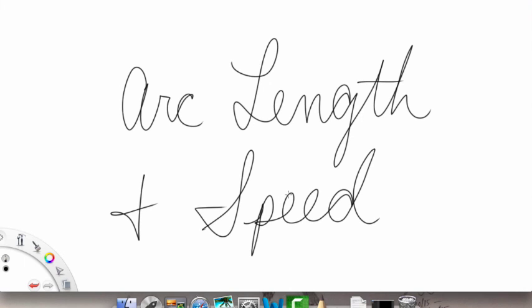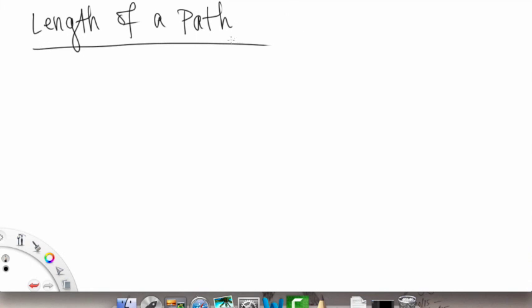On arc length and speed. So first of all, we'll go over arc length. Arc length is the length of a path, okay? And I'll give you the formula for that. So length of a path, aka arc length.